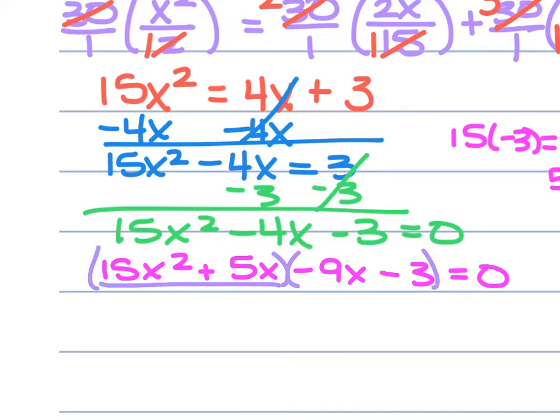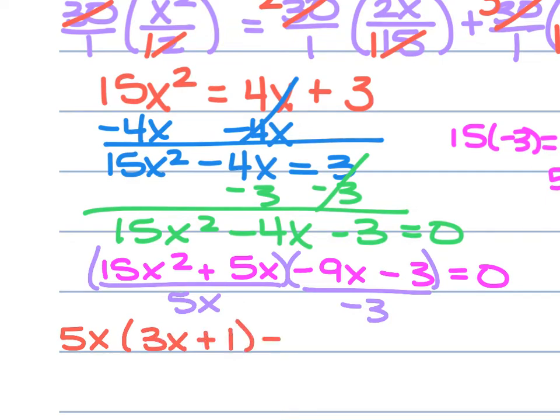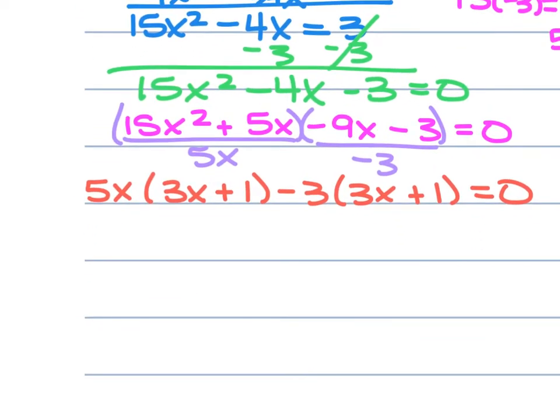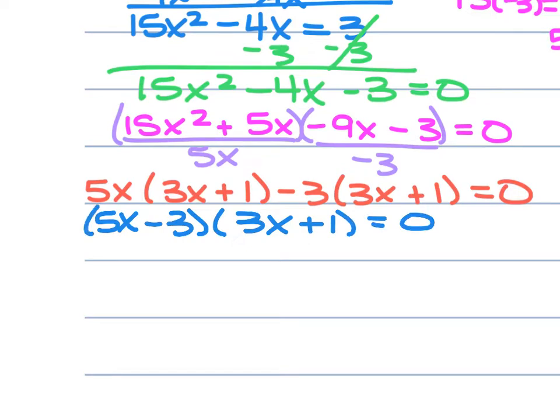The 15x squared plus 5x, we're going to factor out a 5x. The negative 9x minus 3, we're going to factor out a negative 3. So we're going to have 5x times 3x plus 1 minus 3 times 3x plus 1 is equal to 0. Our two parentheses are the same here, so this is going to give us 5x minus 3 and 3x plus 1 is equal to 0. And now from here, we set each set of parentheses equal to 0, so 5x minus 3 is equal to 0, and 3x plus 1 is equal to 0.